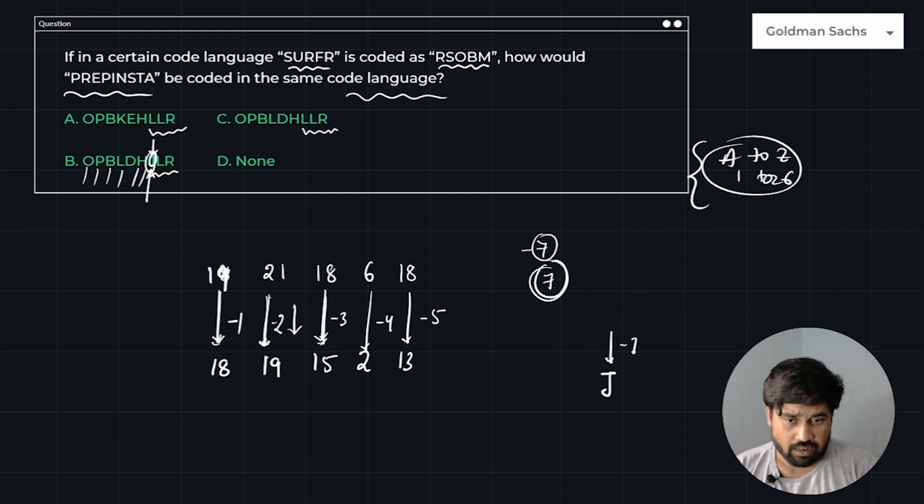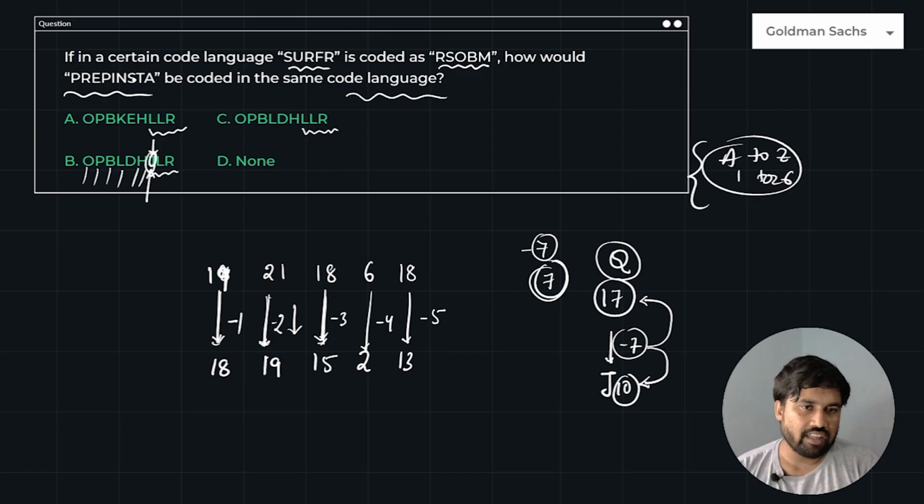J's value is actually 10. So after reducing 7, it becomes 10. If you don't reduce the 7, the original value will be 17. 17 is nothing but Q, and Q is not there in PREP INSTA at the 7th place. 1, 2, 3, 4, 5, 6, 7. 7th is S, so not Q. So option B got eliminated.